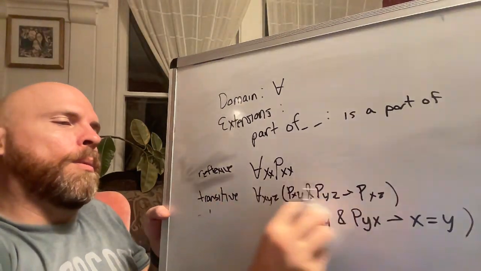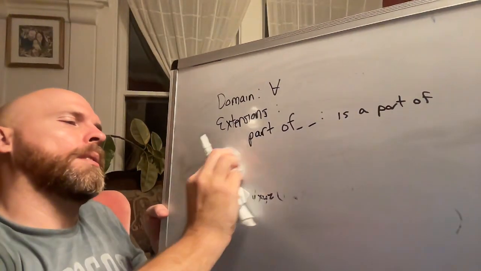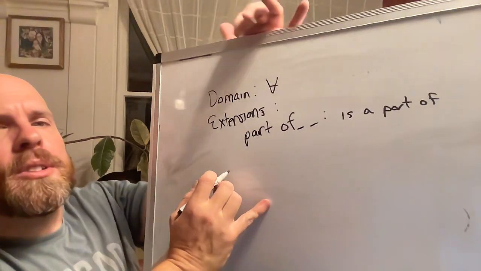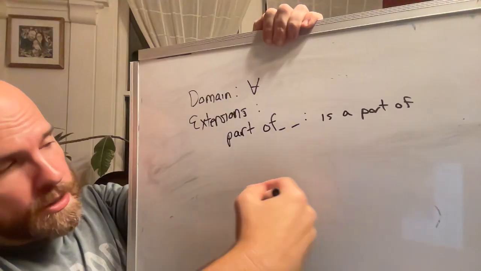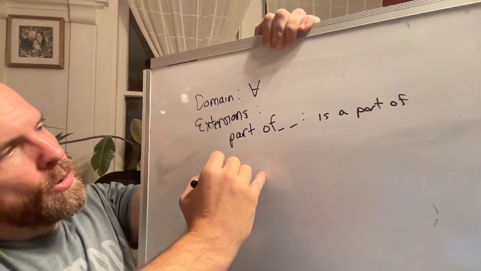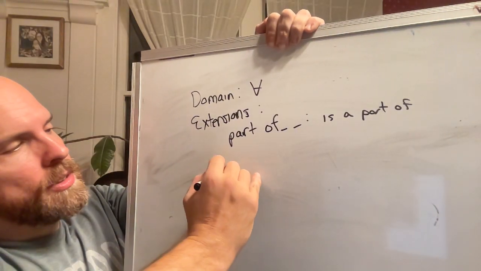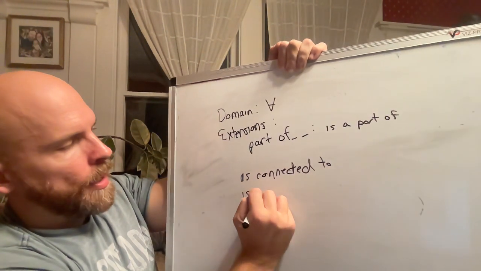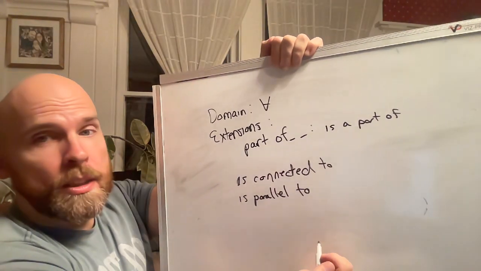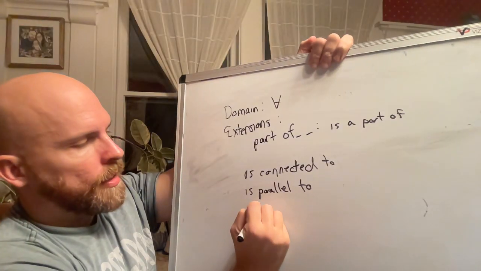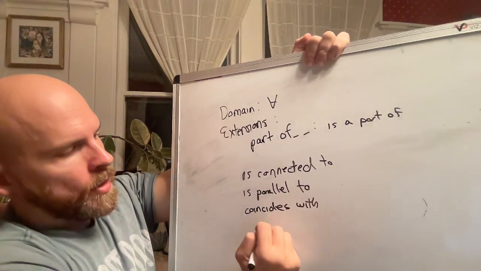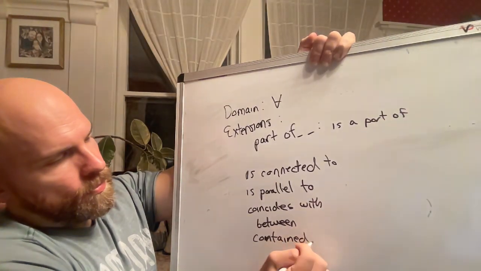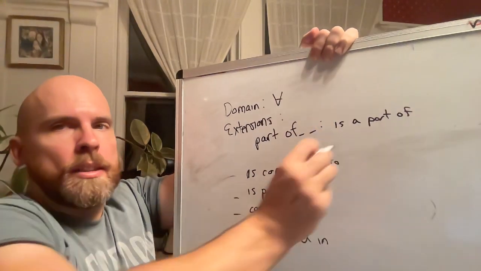So what I want you to do at your leisure is think about other relationships. Parthood, or part of, is a good one to think about. I want you to think about how you axiomatize, how you add constraints of the sort transitivity, reflexivity, and whatnot, for other sorts of relations, like is connected to, or one of my favorites, is parallel to. Is that reflexive or not? Coincides with, between, or contained in. Check these out. Have a blast.